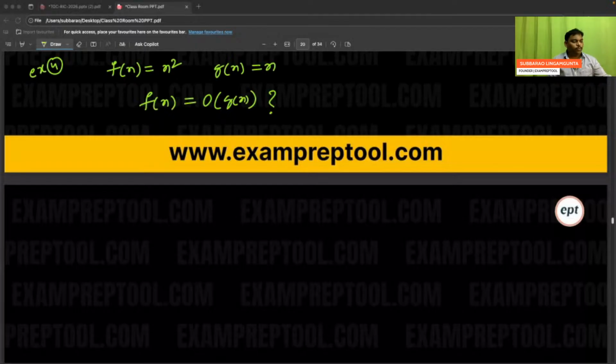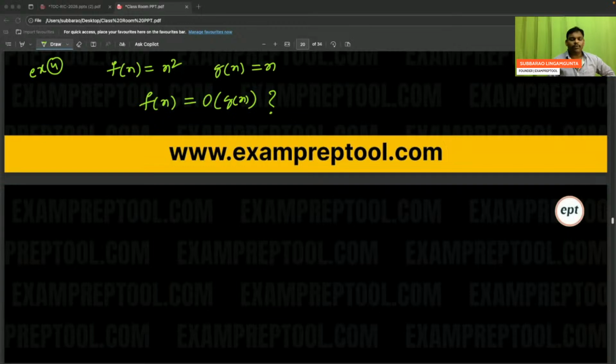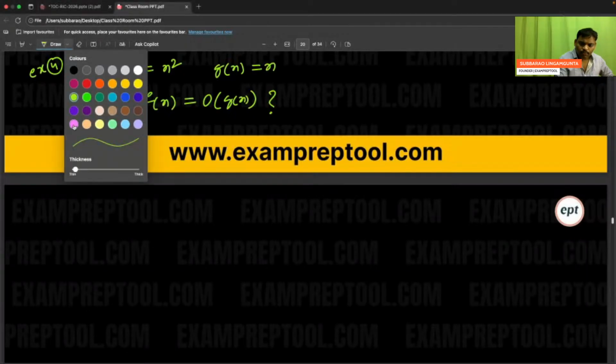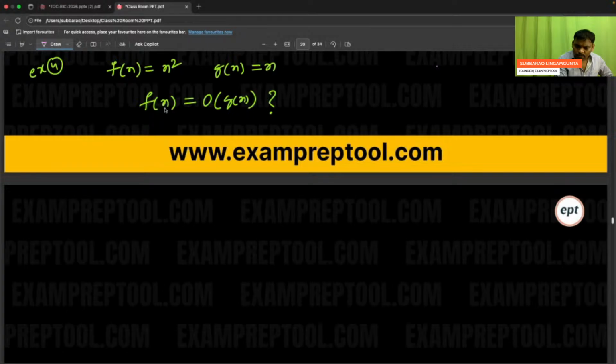I think you people maybe tried. Now I am giving the answer. I have given enough time. Let me check. Big O means you have to prove the right side is bigger. So let's check. f of n is n square. Everyone observe, f of n is n square.